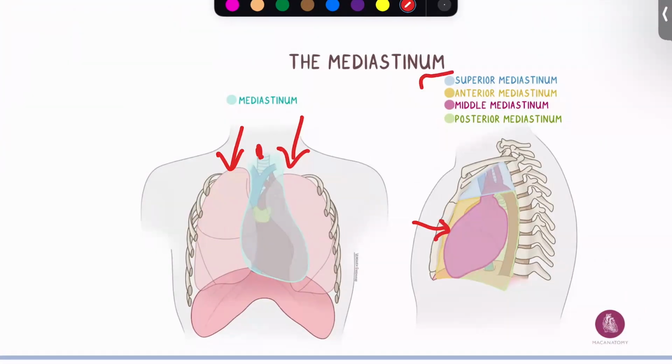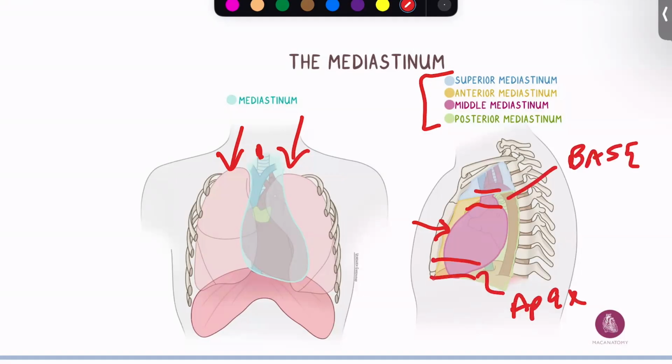We have the different areas right here. And the heart is enclosed within the pericardial sac, like we were talking about. Just remember that the top area is called the base, and the bottom area is called the apex of the heart. And then lastly, roughly 2/3 of the heart is going to be slightly to the left of the midline.